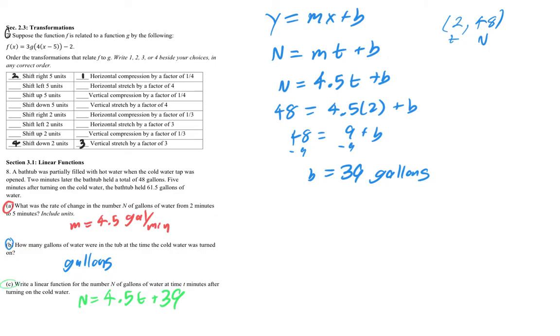Now looking at part C, we're going to write a linear function for the number n of gallons of water at time t minutes after turning on the cold water. We're going to continue to use the equation from earlier, n is equal to mt plus b, or n is equal to 4.5t plus b. Now knowing that our b is 39 gallons, we can say n is equal to 4.5t plus 39, and that's going to be our equation right there.